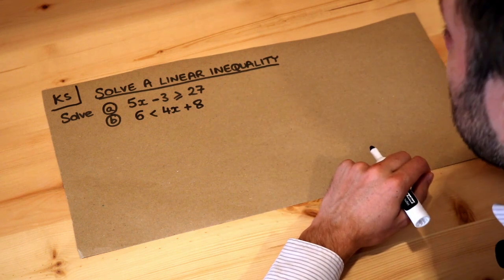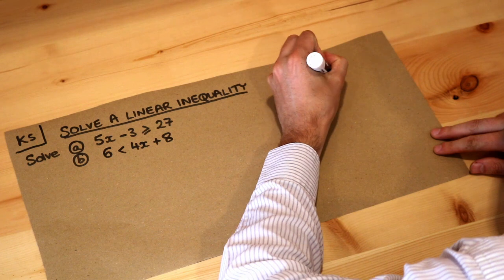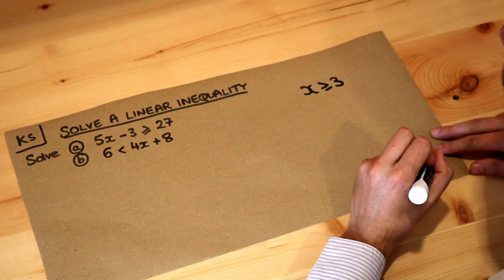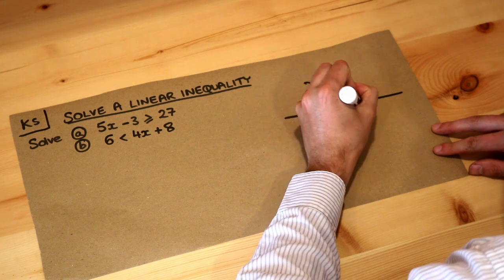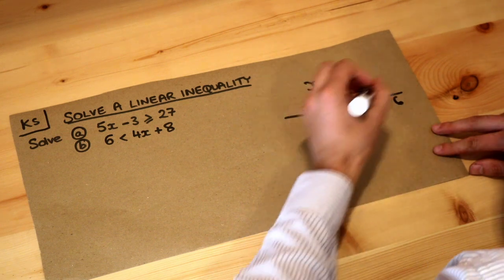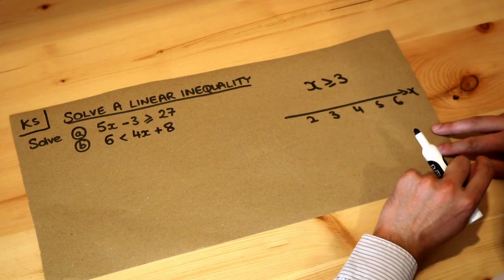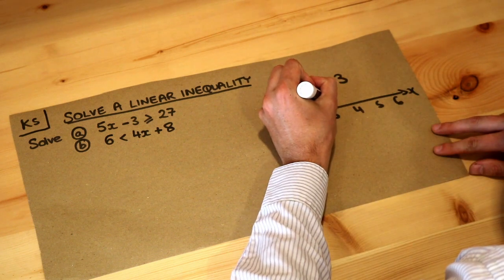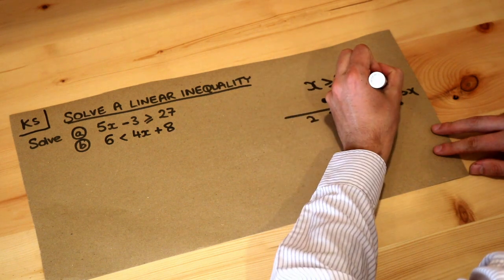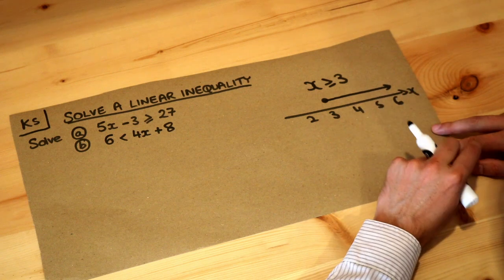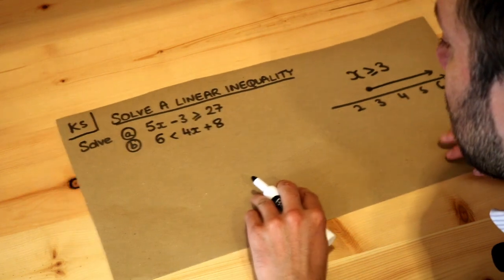Now we explored in previous videos what inequalities mean. So if, for example, we wrote x is greater than or equal to 3, that means that on a number line, if we had 2, 3, 4, 5, 6, and we're talking about x, then x could be any number which was at least 3. So x could be 3, it could be 3.1, it could be 3.2, and any number above. And that's what it would look like on a number line. So x could be 4, it could be 5, it could be 100, it could be 3.2, etc.